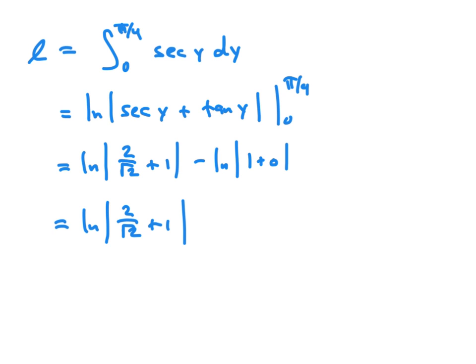An antiderivative for secant of y will be the natural log of the absolute value of secant y plus tangent y, and we evaluate that from 0 to pi over 4. When we substitute pi over 4 and 0 in for y into our expression and realize that the natural log of 1 is equal to 0, we end up with a final value of the natural log of the absolute value of 2 over square root 2 plus 1. And like in the previous example, the absolute value bars can be dropped here since we're taking the absolute value of a positive number.